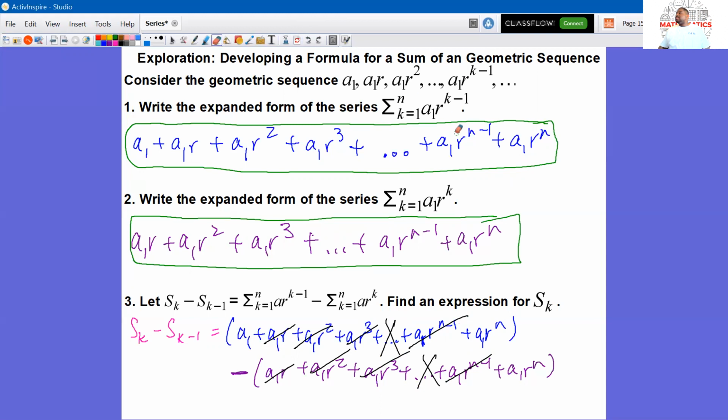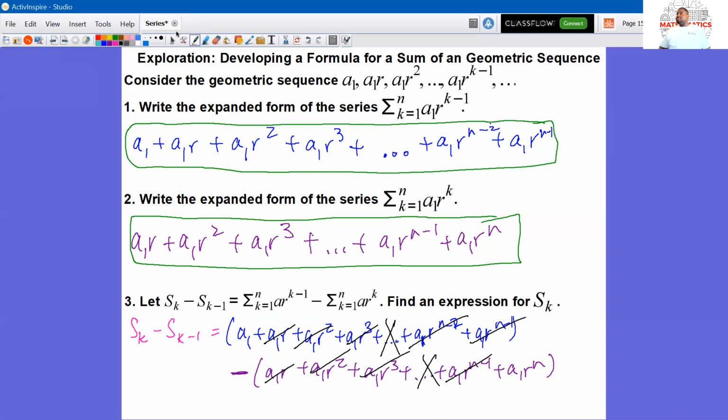And I think I made a typo here. And I look back at it. This is supposed to be N minus 2 and then N minus 1. So this will be N minus 2, N minus 1. Excuse me. That's supposed to cancel out. So we have A1 and A1R to the N.